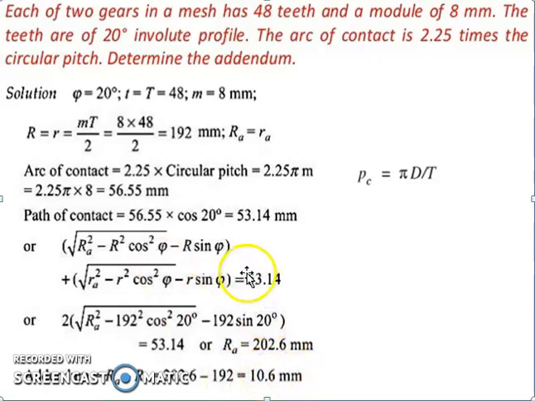So this is also a very important problem, especially this kind. Whenever he gives the arc of contact as 2.65 times circular pitch, or length of path of contact as 2.25 times, you have to take care, especially with this data. Okay, so we'll go to the last problem of this module.